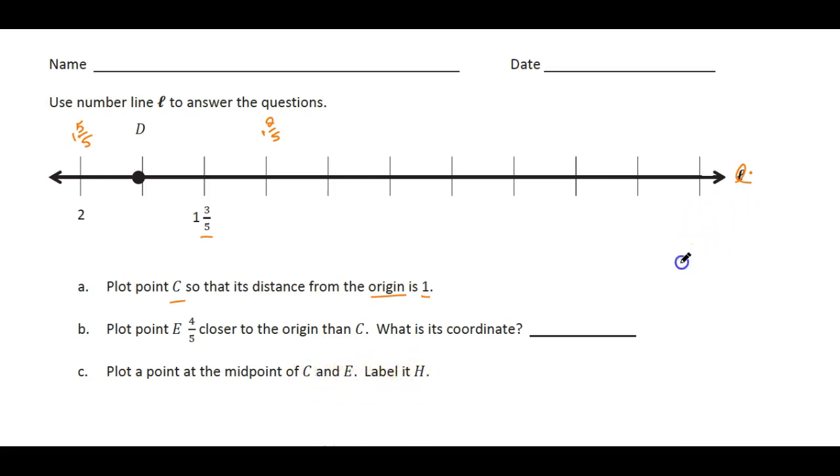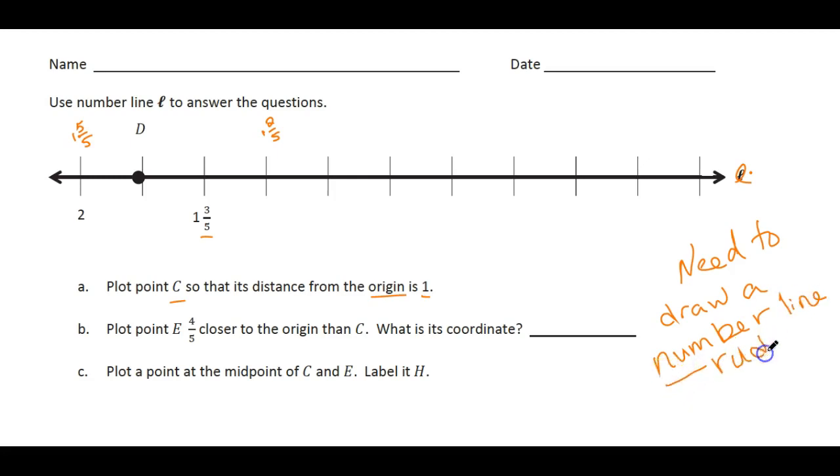So in order to do this, you need to draw a number line. It would be best to use a ruler. Oops, I was about to write rooter, not a ruler. Don't be a rooter, use a ruler. Here, make a fancy L. There. Use a ruler, and that will get you there.